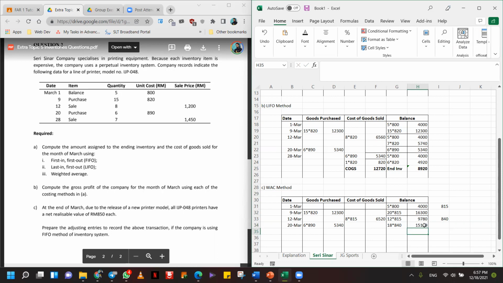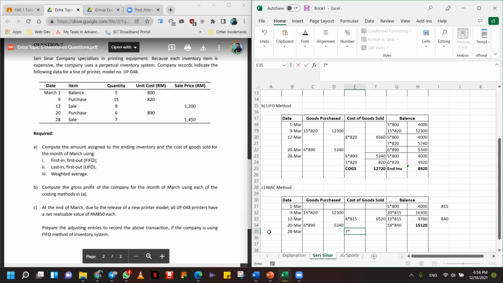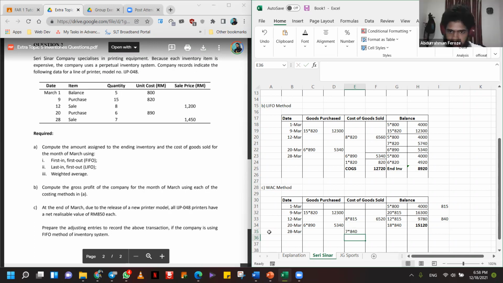Yes. All right. Okay. And then on 28th March, we make a sale of 7. So what should I enter here? 7 into how much? 840. Yeah, 840. How much is that? That is 7 into 840, which is 5,880, right? Okay, we had 18 printers before, we sold 7. How many do we have remaining?